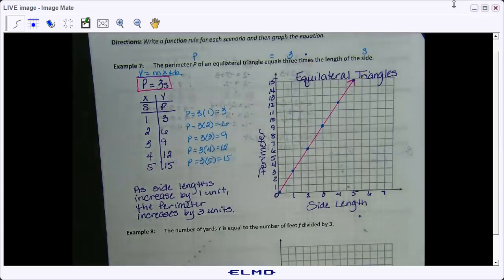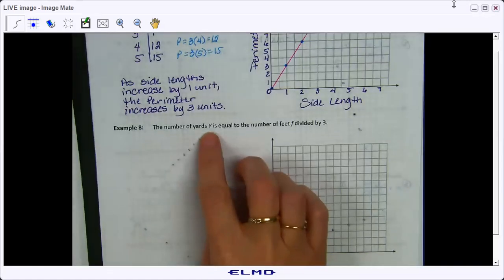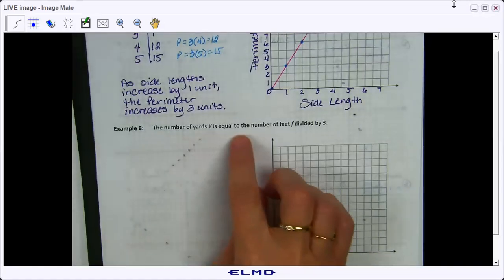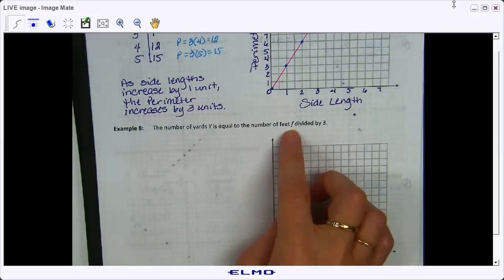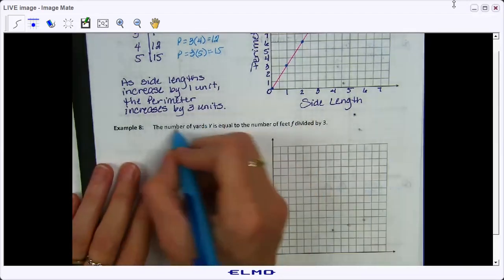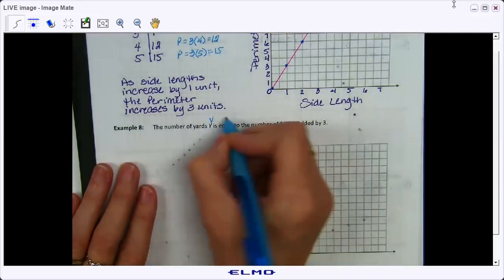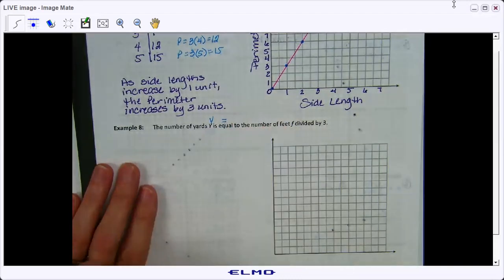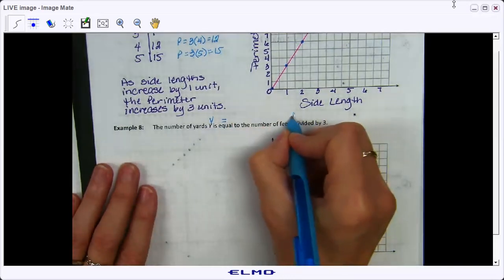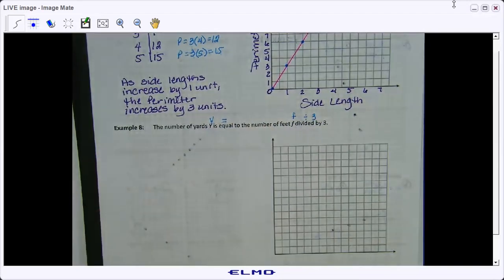Okay, let's go down to the bottom. I'm going to do this one together, and then I'm going to have you do 2 on your own. So it says the number of yards y is equal to the number of feet f divided by 3. All right, so we're just going to write it as we read it. The number of yards y is equal to the number of feet divided by 3.